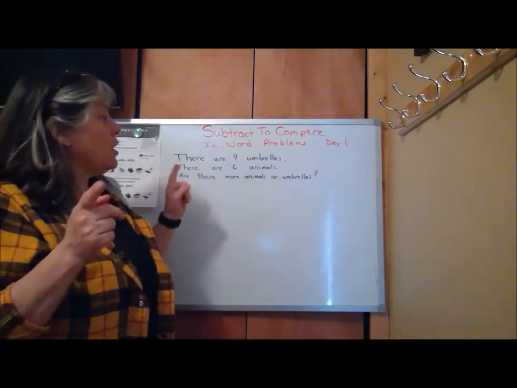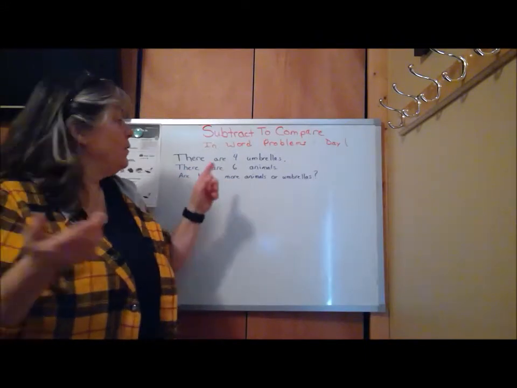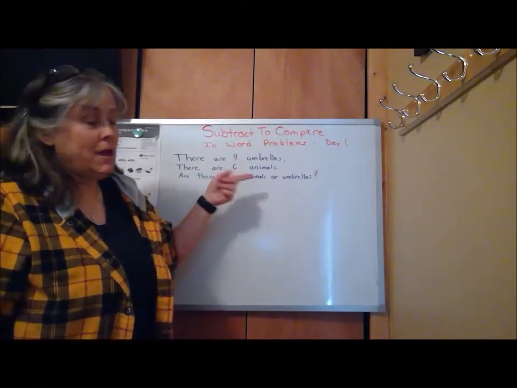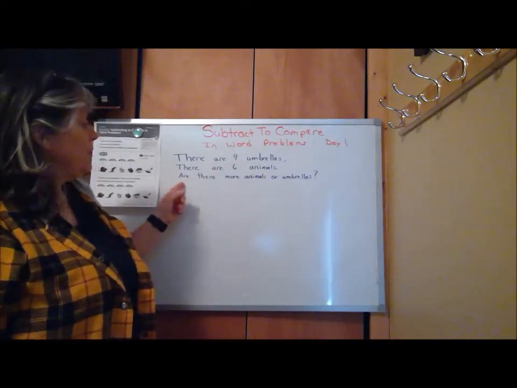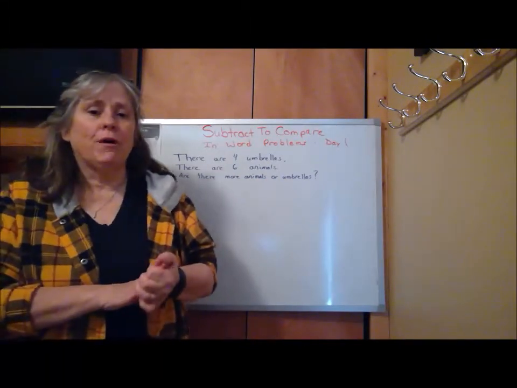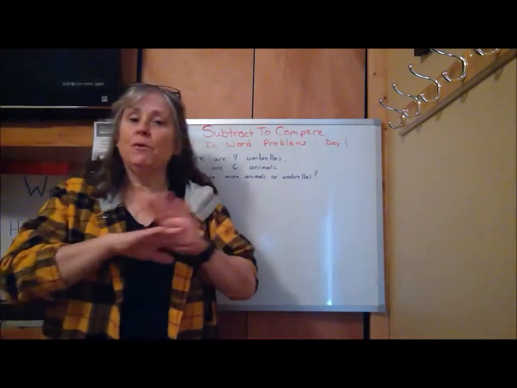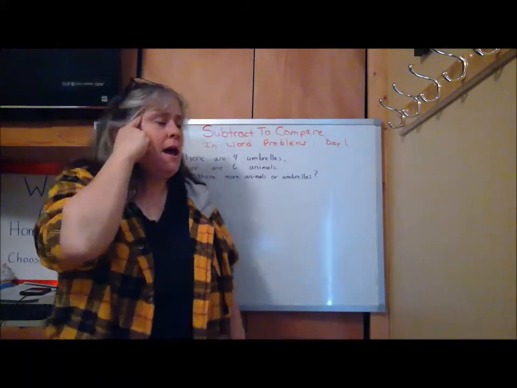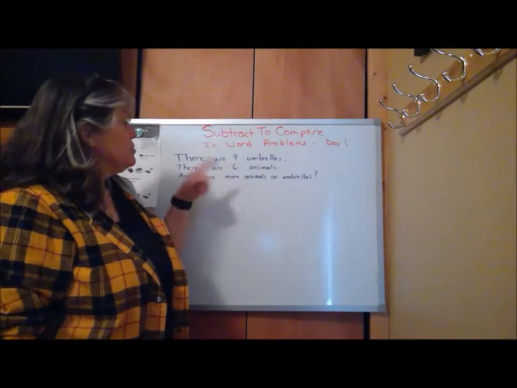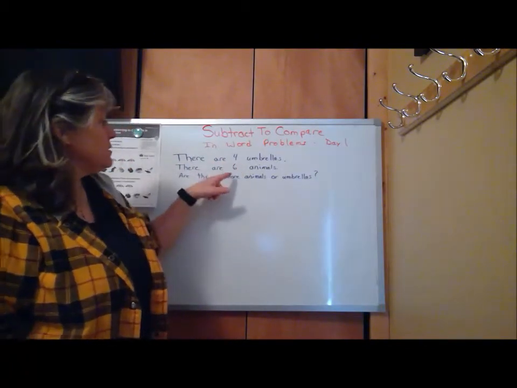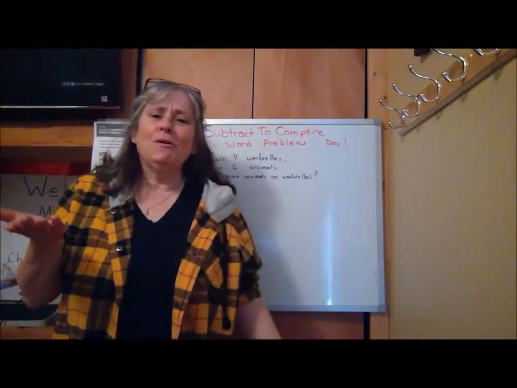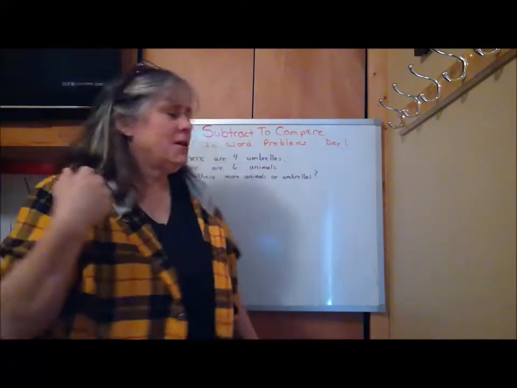All right, so what do we know? We know there are 4 umbrellas, and we know there are 6 animals. And what do we want to know? We want to know, are there more animals or umbrellas? Which one do we have more of? So first, before we go any further, you can think in your head, I know which number is bigger than the other one, right? A lot of you do. So if you know, you would be able to answer this right away. You'd say, oh, there's more animals because 6 is bigger than 4. But we don't all know that right away. That doesn't come automatically to all of us.